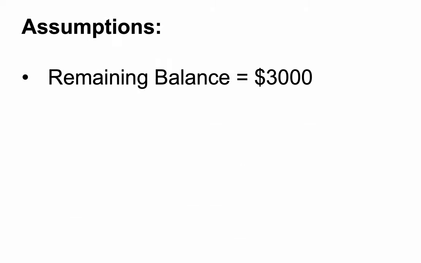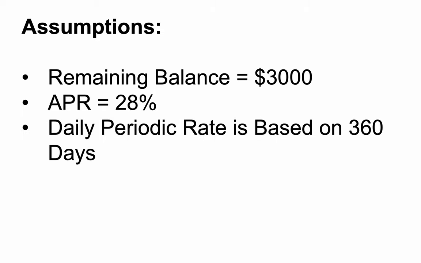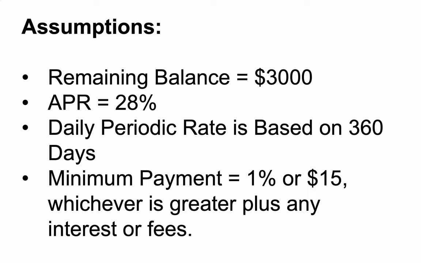First of all, we're going to assume that we owe $3,000, our interest rate is going to be 28%, that our daily periodic rate is based on a 360-day cycle, and that your minimum payment can't just be any number. It's got to be 1% of your remaining balance, or $15, whichever is greater, plus any interest that you owe. Now we're going to put all this together into a spreadsheet.